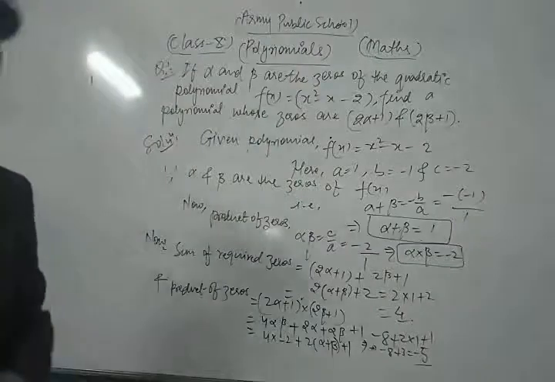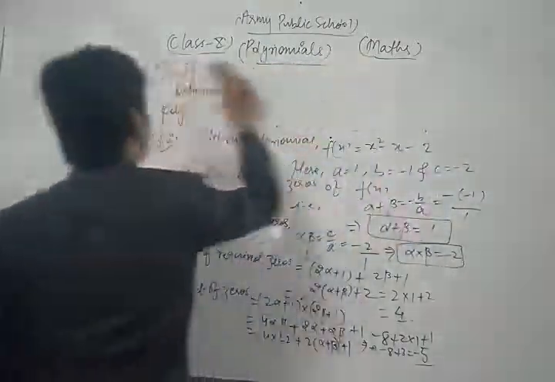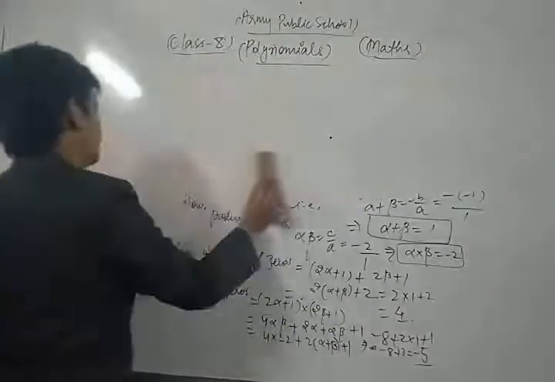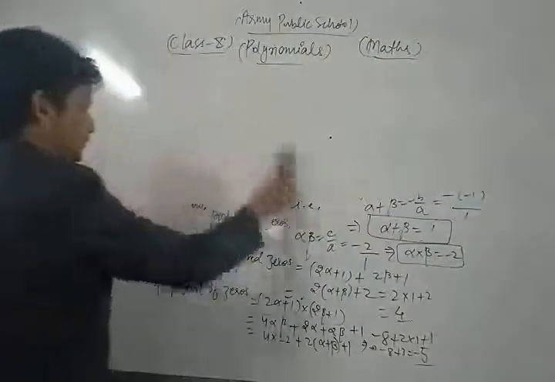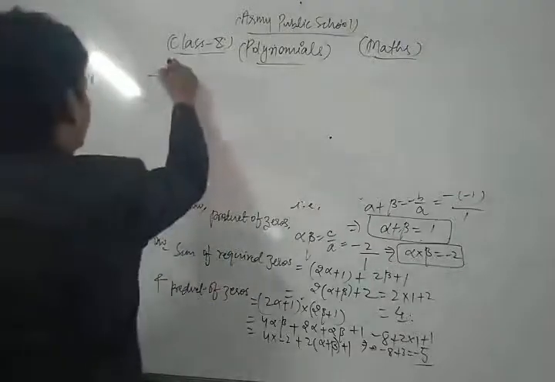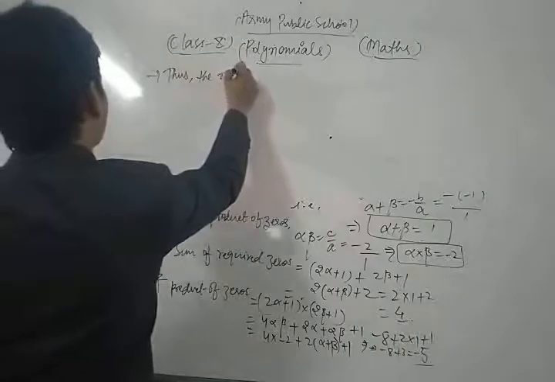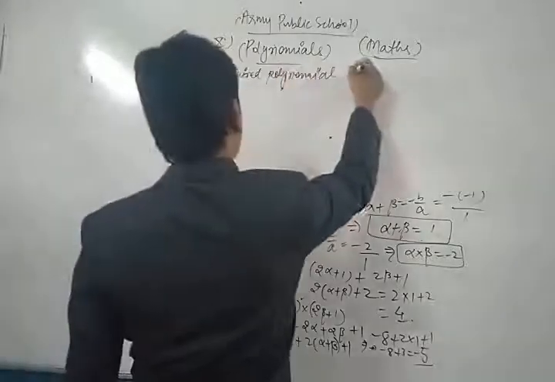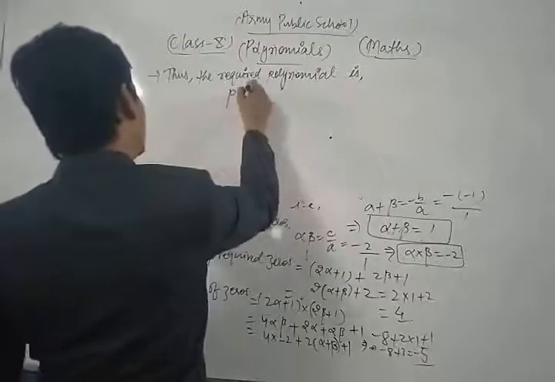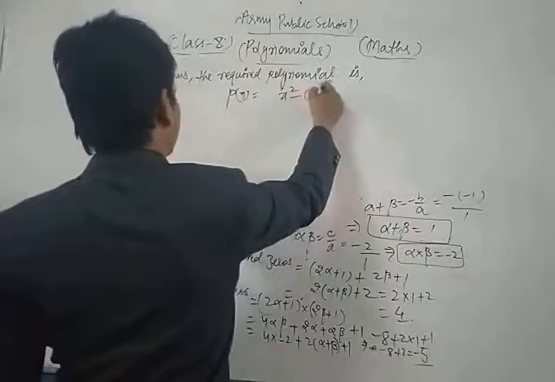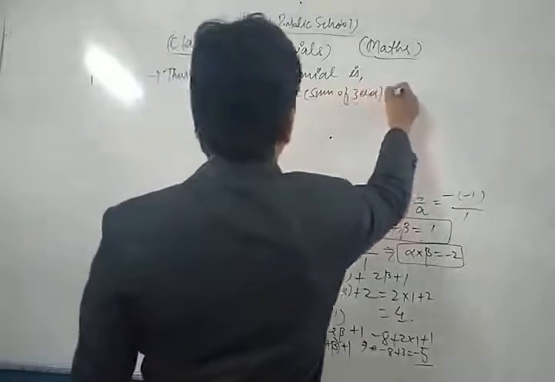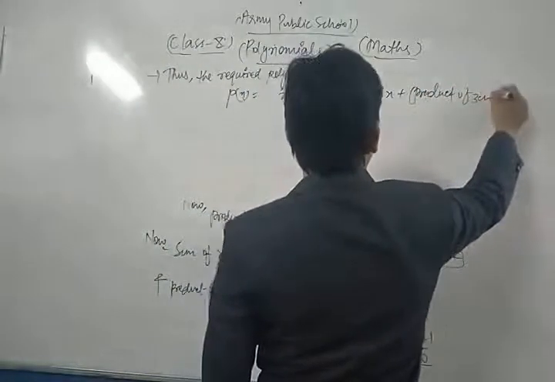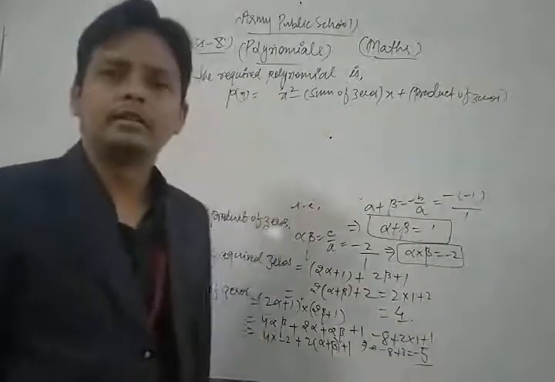Okay. Now the required polynomial is thus p(x) is equal to, what is the formula for that? x square minus sum of zeros into x plus product of zeros. This is the formula for the required quadratic polynomial.